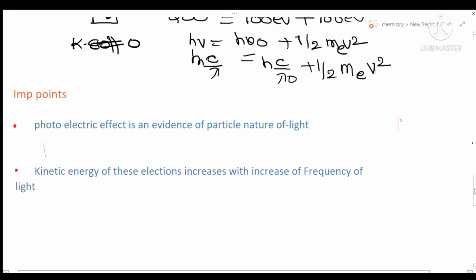Okay. Next, you can see an important point. The photoelectric effect is evidence of the particle nature of light. It is not giving evidence of the wave nature. The third point we can understand better.